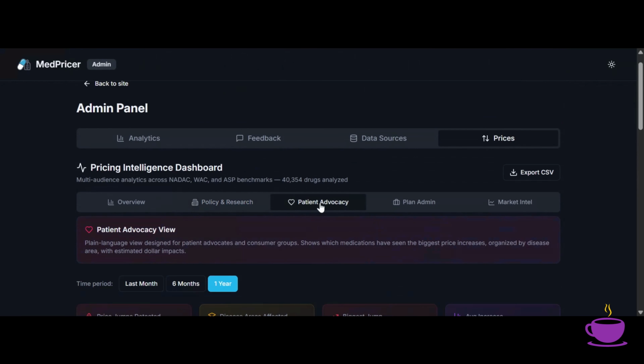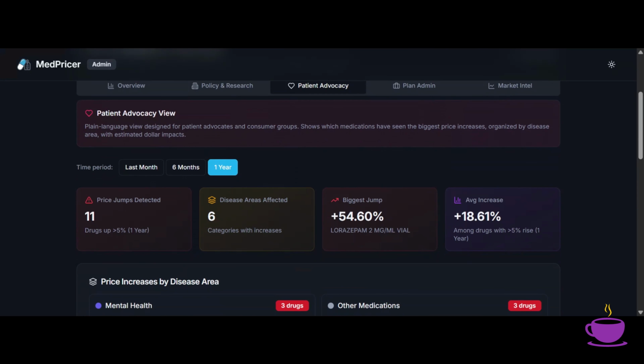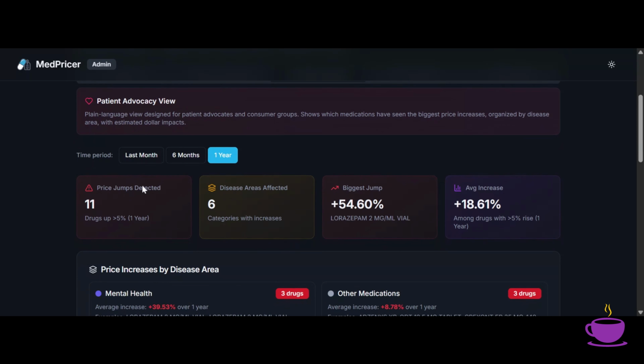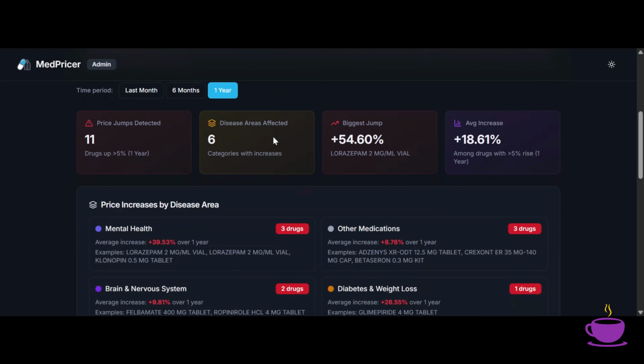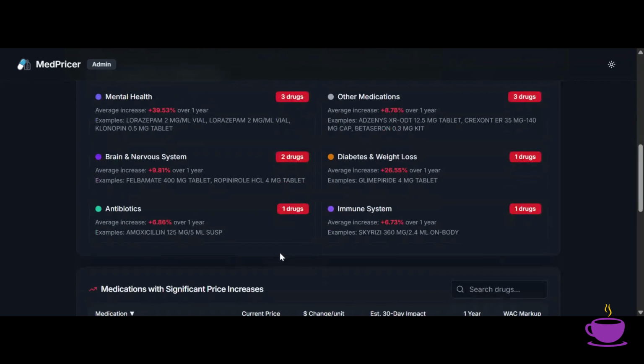Patient advocacy. What we've done here is provide something that's very patient-centric, easy to understand, where we detect price jumps, disease areas that are affected, the biggest jump in the pricing, and the average increase in the pricing. So this is very simple, just identifies which drugs have had certain price increases and what that price increase could mean relative to the drug category and the individual drug itself.